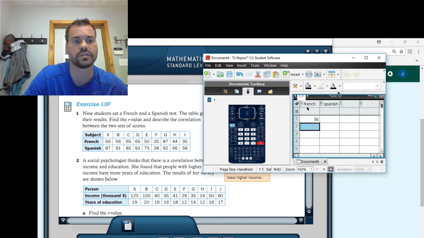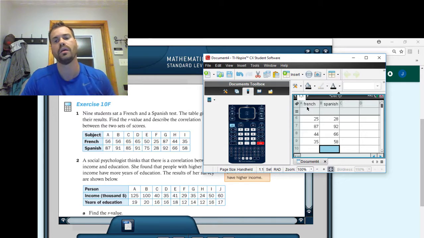So we're going to put the French ones in the first column, and you can follow along as I do this. It might be helpful to you as you go, or you can reference this later. But the Spanish ones, then we're going to put in 87, 91, 85, 91, 75, 28, 92, 66, and 58.